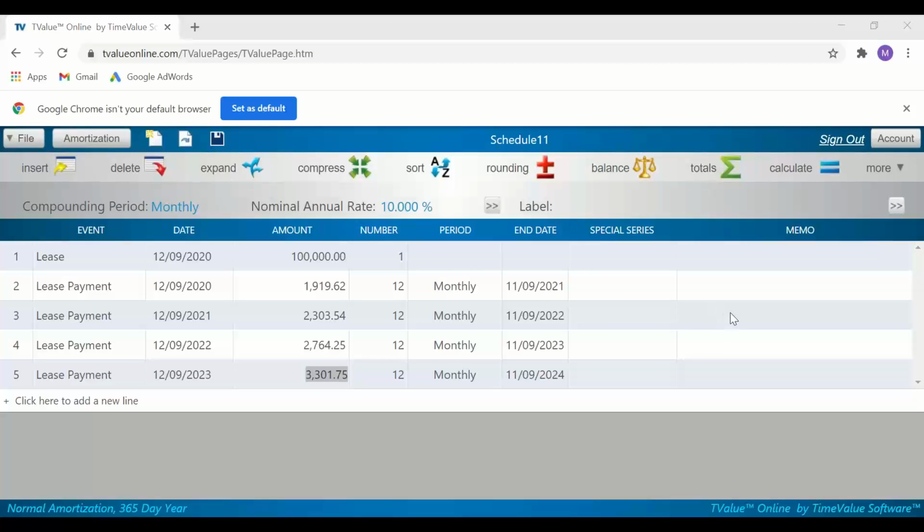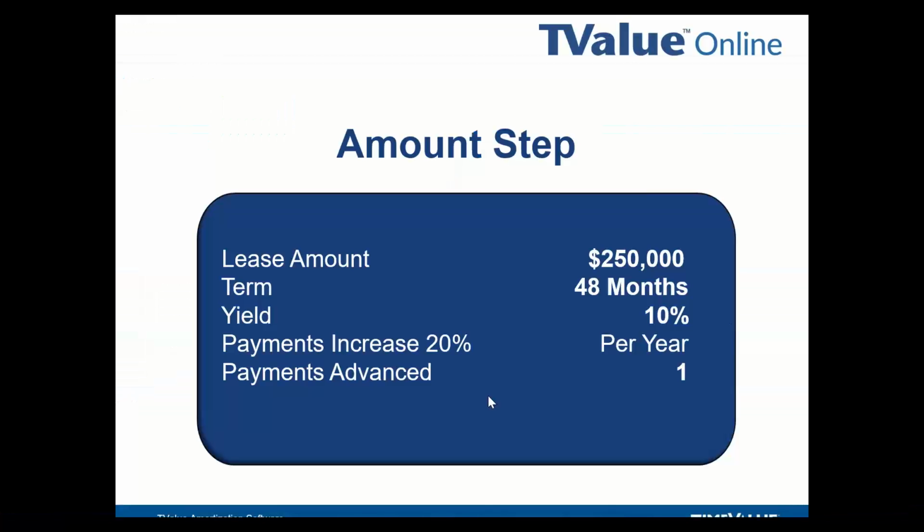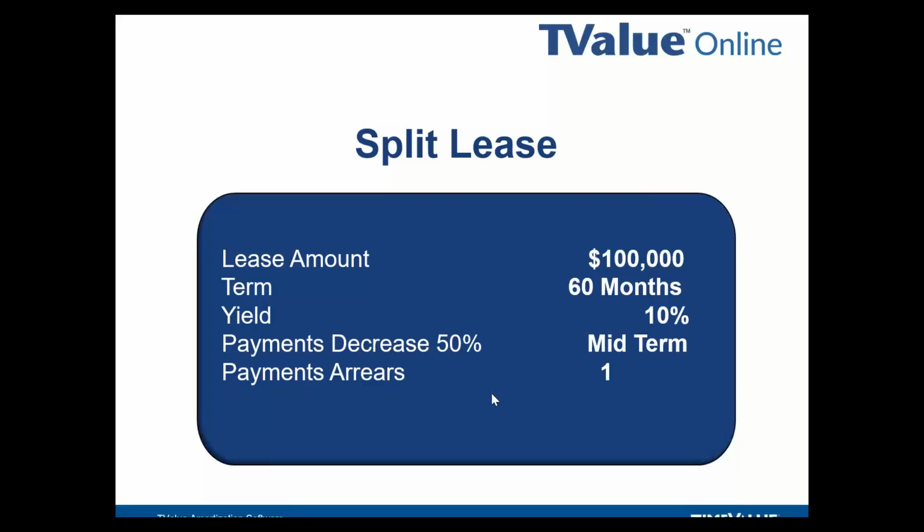Finally, we're going to do another creative deal, which you probably may never do, but it's always fun to understand them, is a split lease. So split lease means that half the payments are going to be at one level, another half at the other level. You can either front end load it or back end load it. Let's go ahead and back end load this one. So we're going to 100,000, 60 months, 10%. We're going to decrease the payments on the second half of the loan by 50%. We'll do payments in arrears. And what ends up doing, we do 30 months at one payment amount and 30 months at the other.